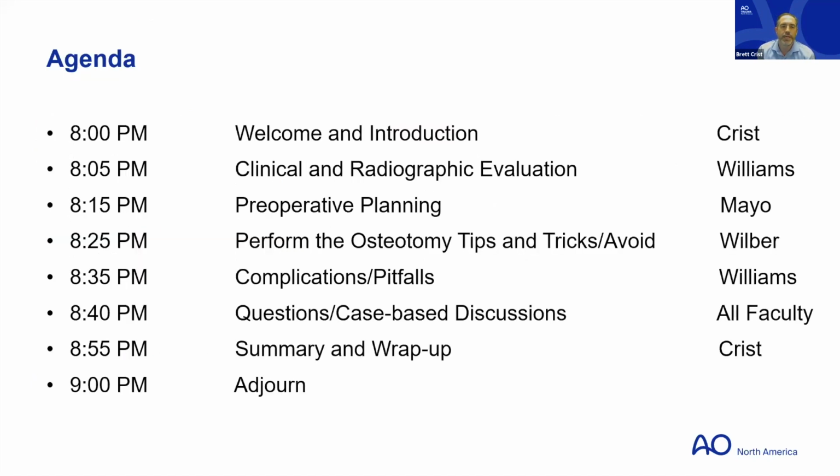So what we're going to do tonight is we're going to start out with clinical and radiographic evaluation for femoral neck nonunions and that deformity. Dr. Williams is doing that, and then Keith Mayo will go over pre-operative planning. Roger Wilbur will go over how to perform the osteotomy, giving you tips and tricks and things to avoid. Joel will then go on to talk about complications and pitfalls. And then we'll have a question and answer period, and we'll have a case that we all go through together as a panel, and then we'll wrap up. And we'll probably more likely adjourn between 9 and 9:30.